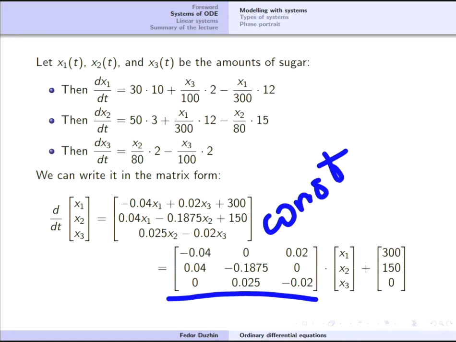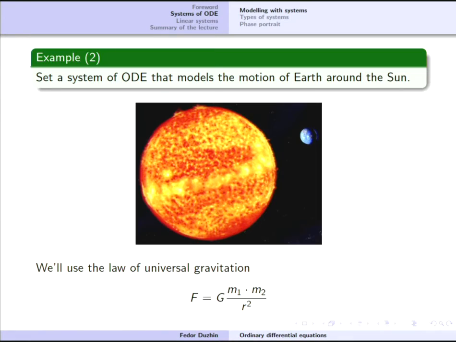So we are going to get a linear system with constant coefficients. But because of the right-hand side here, it is non-homogeneous. All right. That was my first example.